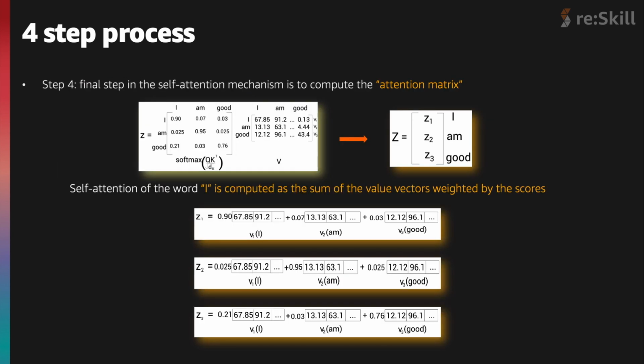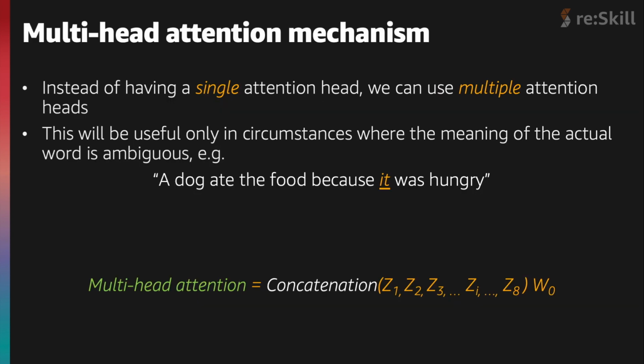And finally, we compute the attention matrix Z by multiplying the score matrix with the value matrix. As you can see here, the attention matrix Z contains the attention value of each word in the sentence. But instead of having a single attention head, we can always create a multi-attention head, namely Z1, Z2, and so on. And this is going to be very useful in circumstances where the meaning of the actual word is ambiguous in the sentence. Like in this example, the word it is ambiguous, as it may refer to a dog or to food.